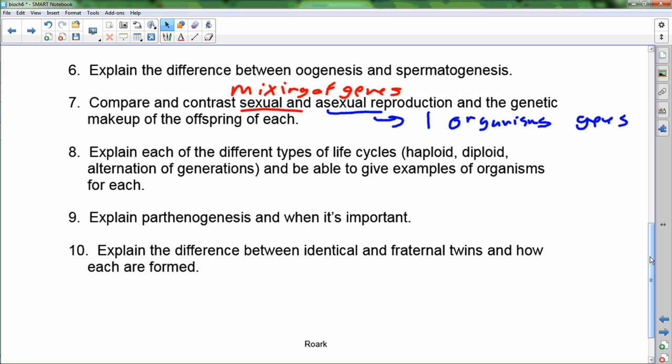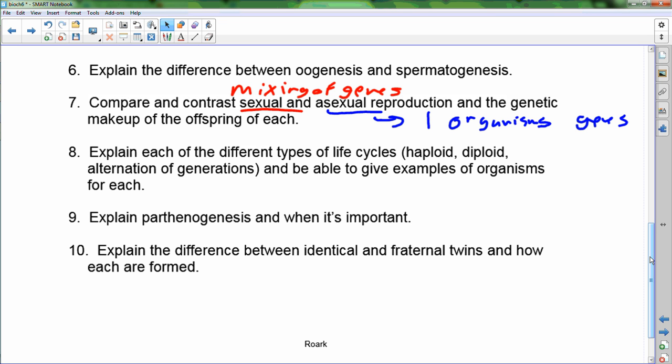Number 8, explain each of the different types of life cycles, haploid, diploid, alternation of generations, and be able to give examples of organisms for each. So let's hit the organisms first. What type of organisms will we see haploid? Some protists and fungi. Diploid? Humans, animals, and some protists. Alternation of generations? Plants and some protists.